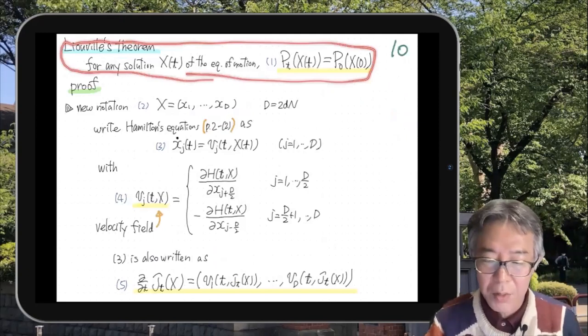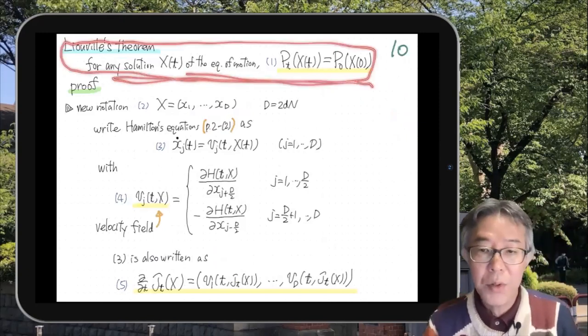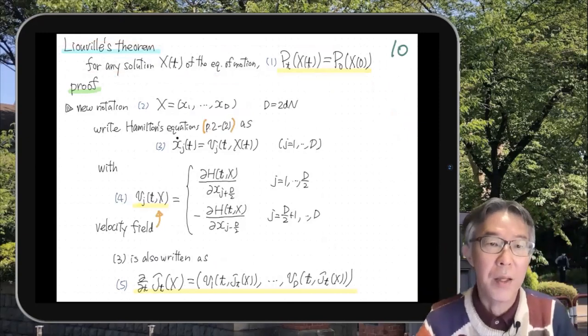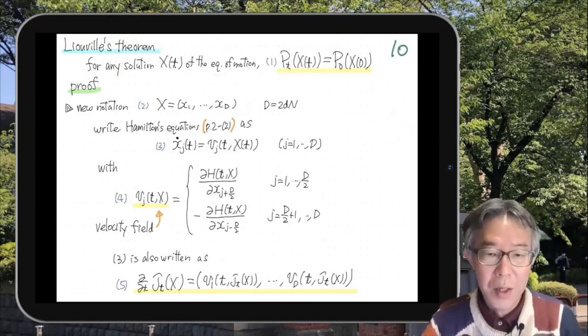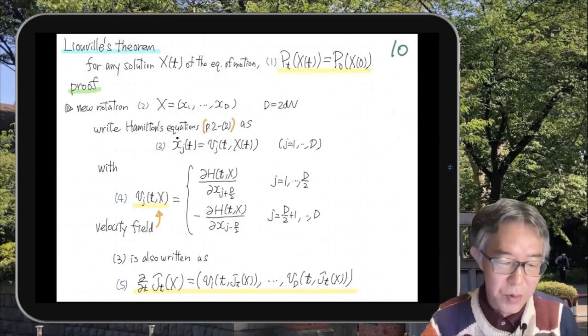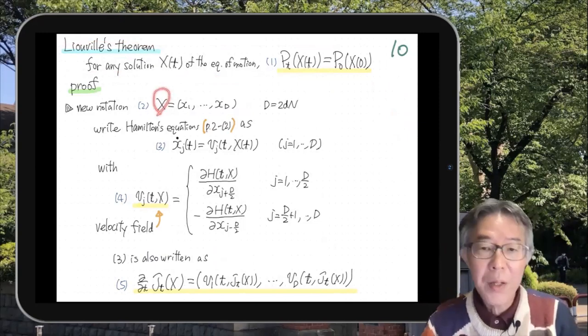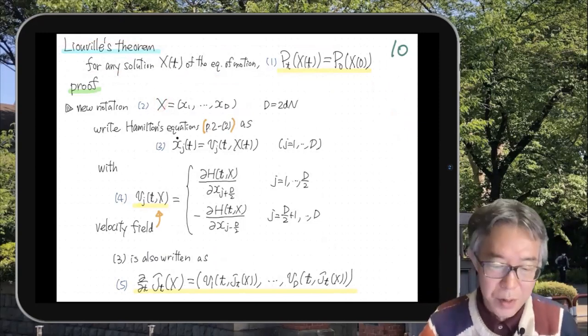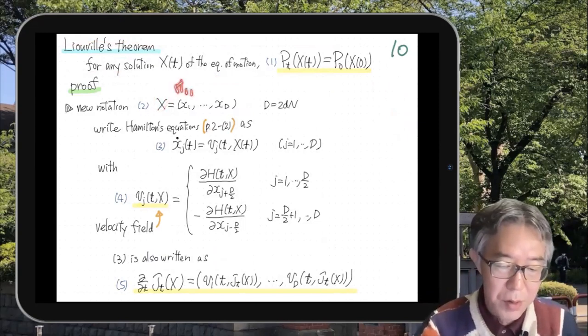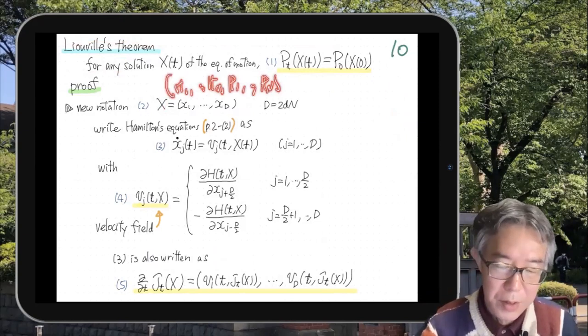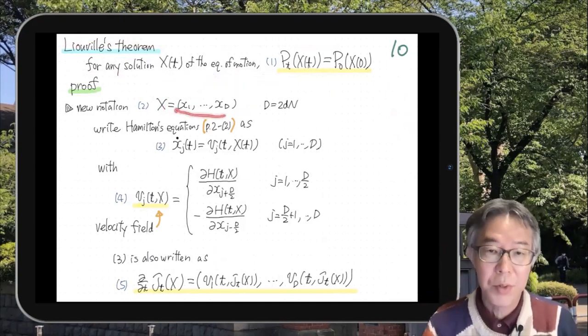So now I will prove this. I will prove this by using something called Liouville's equation. Okay. Now here's the proof. It's just easy and formal. And now I start from new notation. Okay. To begin with, this X was an object which consists of all these positions and momenta. And this is notationally very much complicated. So let's introduce new, simpler notation.